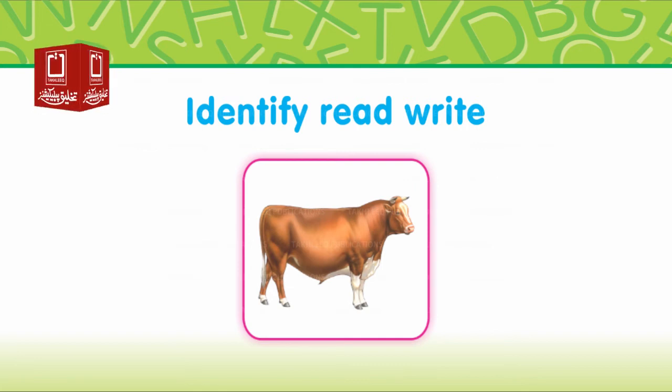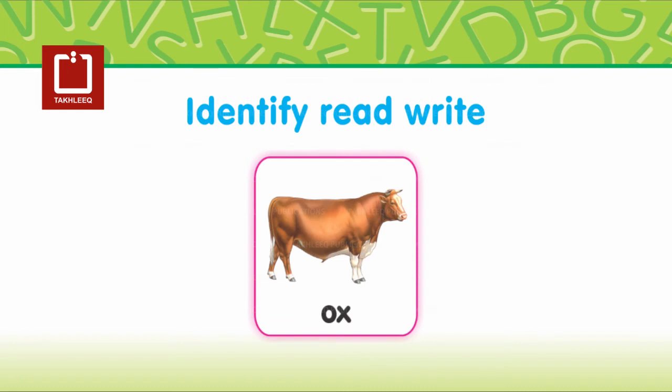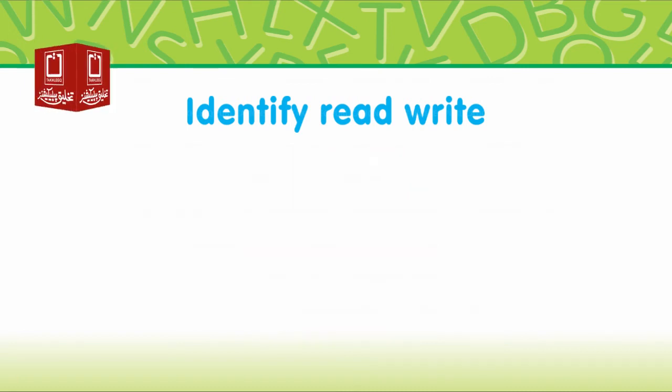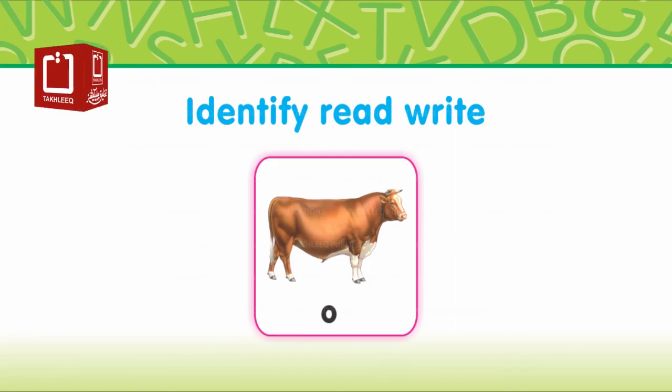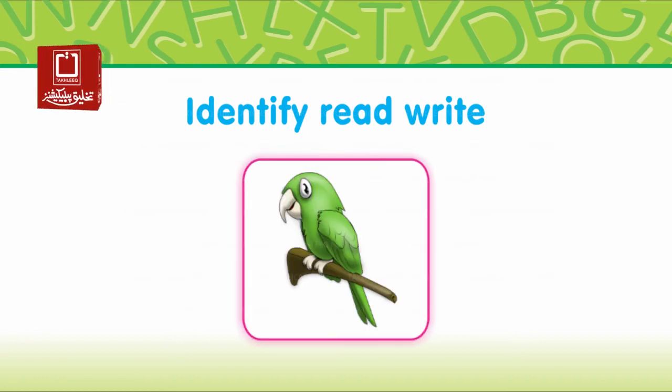Now we say the spellings of ox. O X. Ox. So we write O X. Ox on lines. We see here the picture of a parrot.